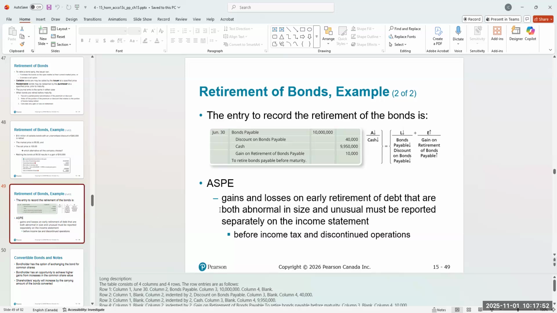Now, according to the accounting standard for private enterprises, if we retire the bonds early and we have an abnormal size and unusual amount on the retirement, we have to report it as a separate line on the income statement.